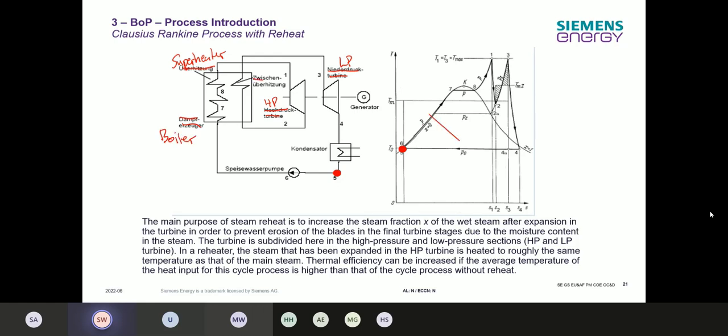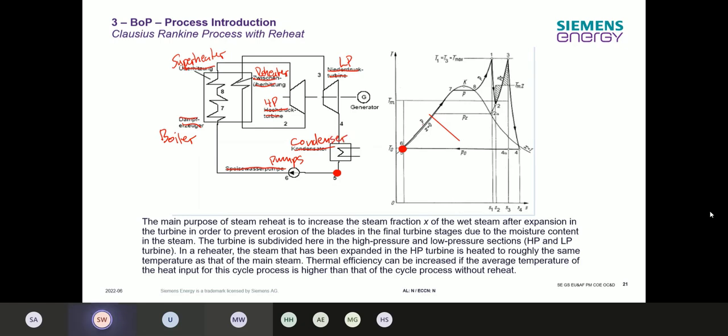And then we have here the reheater, and this one is the pumps, and over here the condenser. So that's to make sure.